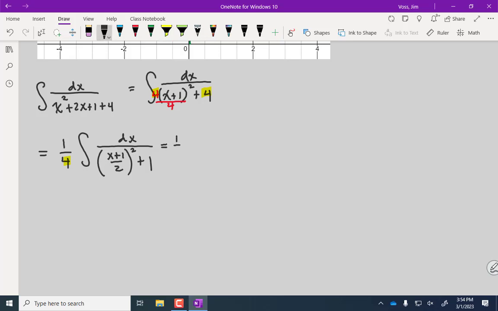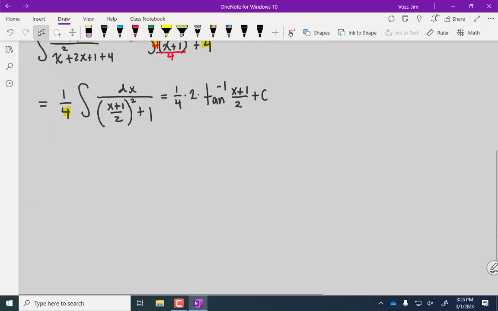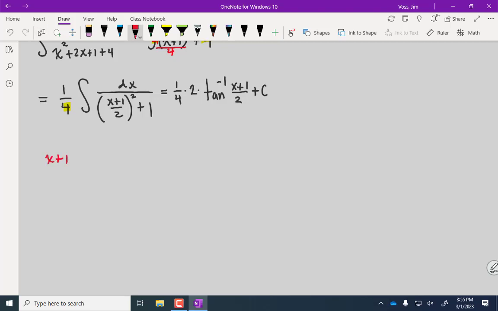So this will be 1/4. I'm going to leave space for the reciprocal of the chain rule. Inverse tangent of whatever's in the parentheses plus c. And what's going to go into that little gap? 2. So the derivative of x plus 1 over 2 is 1/2. Dividing by 1/2 means multiplying by 2. If, when you look at x plus 1 over 2, it's not totally obvious to you what the derivative is, write it out.